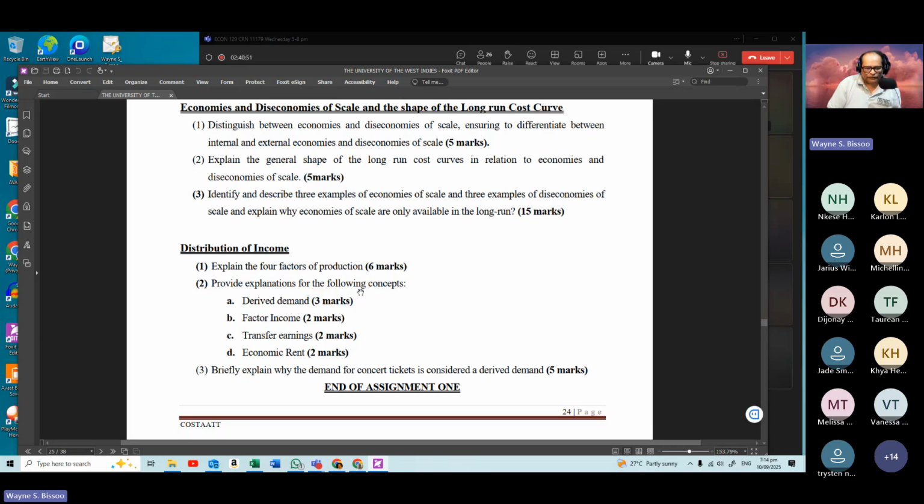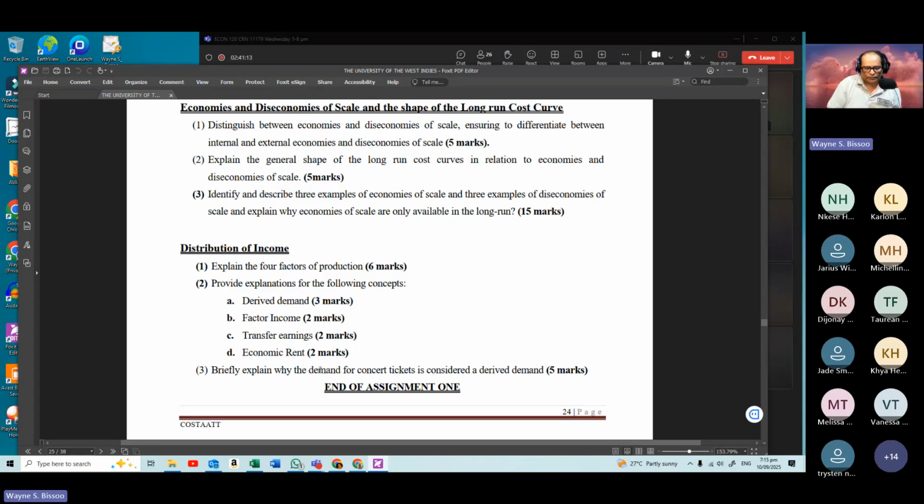You have to explain them. Provide explanations for the following concepts: derived demand, factor income, transfer earnings, economic rent. These are all economic terms. For some of these, there are diagrams that can be attached, especially economic rent and transfer earnings. Derived demand and factor income is more or less something that you could discuss and explain.